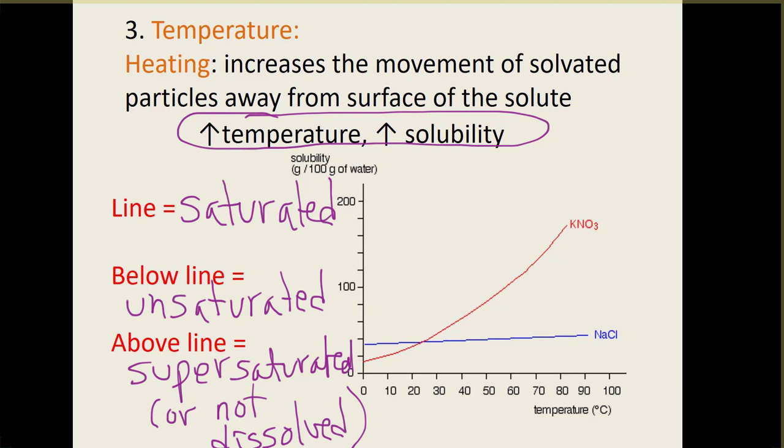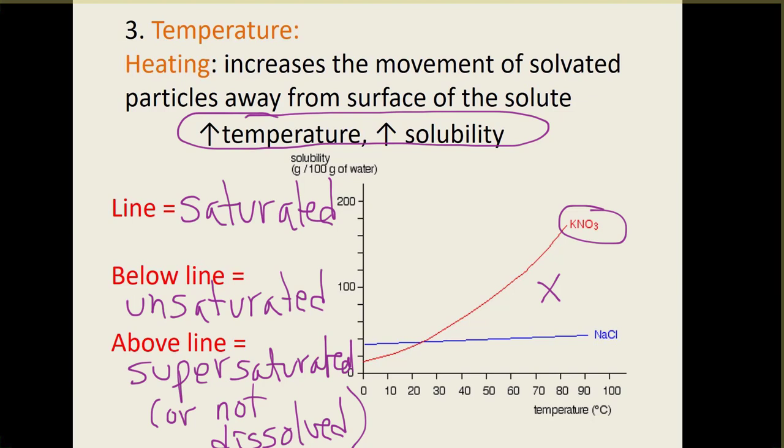Besides being above the line, it could be supersaturated, but it also could just be not dissolved, meaning that as you cool it down, it drops out of solution. So if I were looking at KNO3 and I was right here on this point, so about 75 degrees Celsius and just below 100 grams of solute, would this be saturated, unsaturated, or supersaturated? Well, it's below the line, so it would be unsaturated.